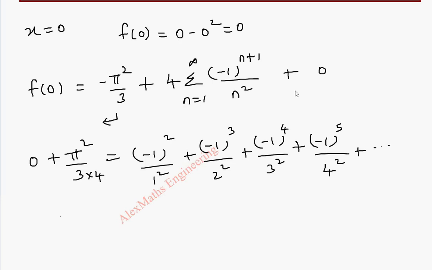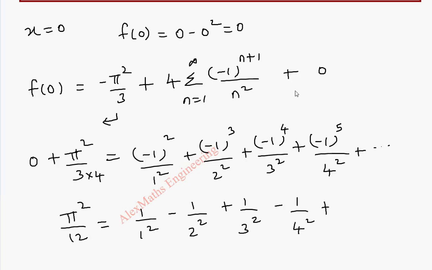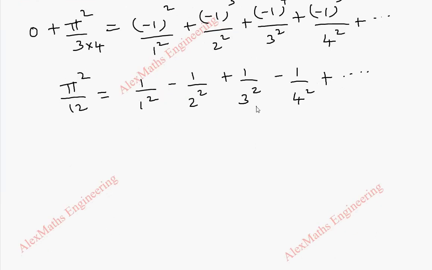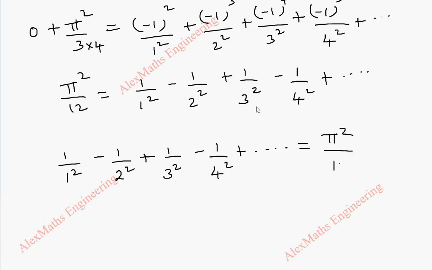And here this is pi square by 12 equal to 1 by 1 square, then minus 1 by 2 square plus 1 by 3 square minus 1 by 4 square plus dot dot dot. Thus, we got the required proof. So let's rewrite this. The question they have given is the summation 1 by 1 square minus 1 by 2 square plus 1 by 3 square minus 1 by 4 square plus dot dot dot, which is pi square by 12. So hence we got the proof.